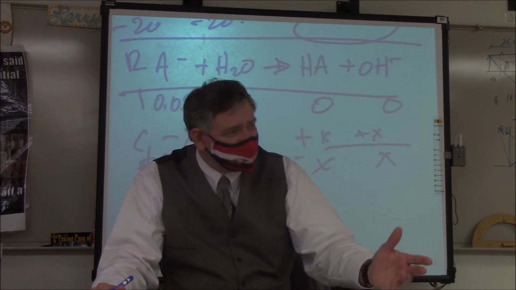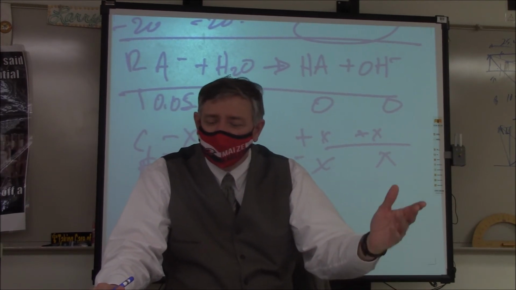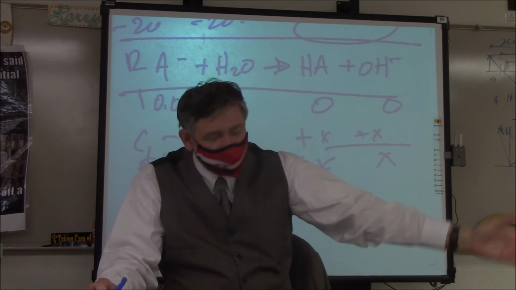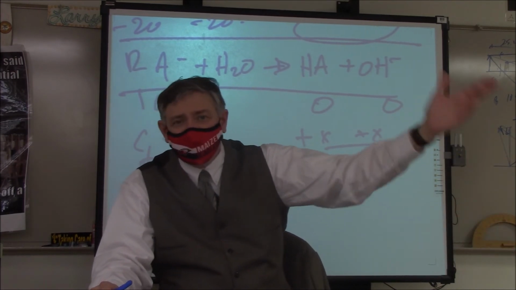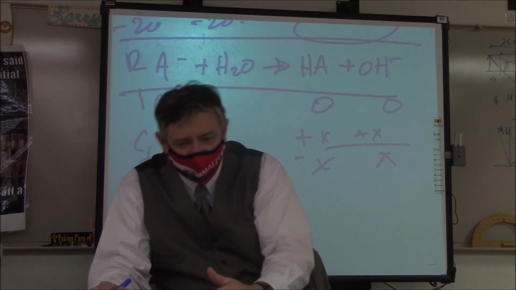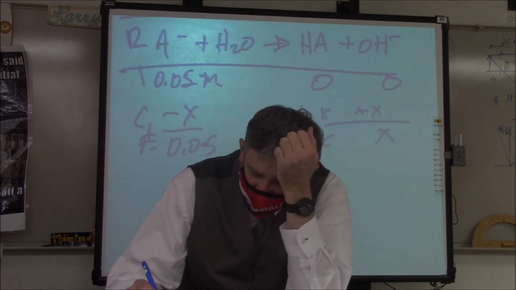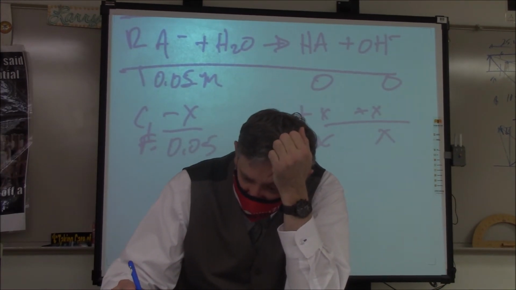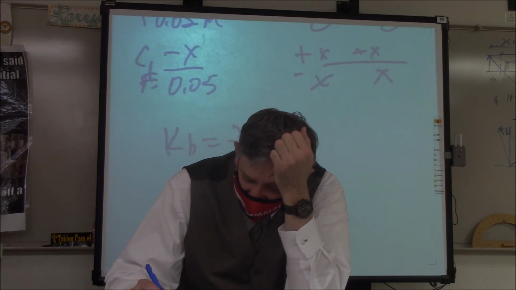So what are you going to do? Divide the 1.00 e to the negative 14, the ionization constant of water, by your Ka value. That's going to get you your KB value. So the KB is going to equal 5.56 e to the negative 12.